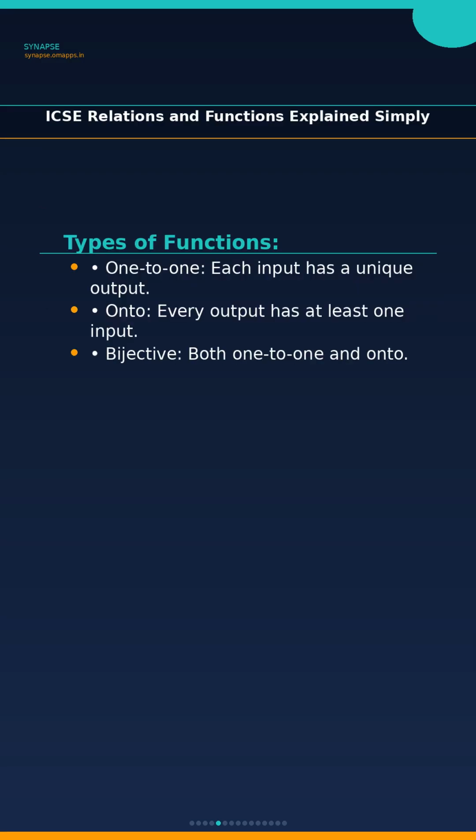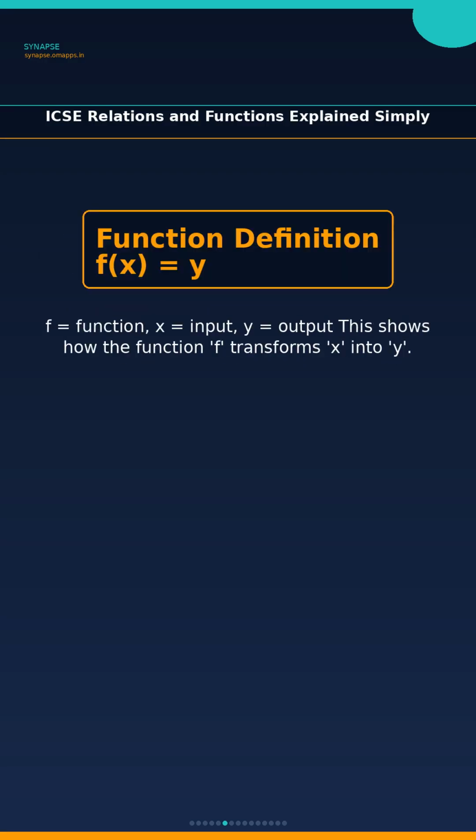Next up, types of functions. We have one-to-one, onto, and bijective functions. One-to-one means each input has a unique output. Onto means every output has at least one input. And bijective means it's both one-to-one and onto. Easy peasy.